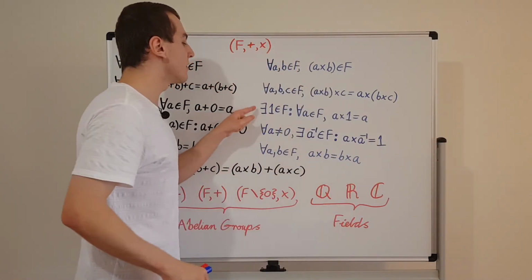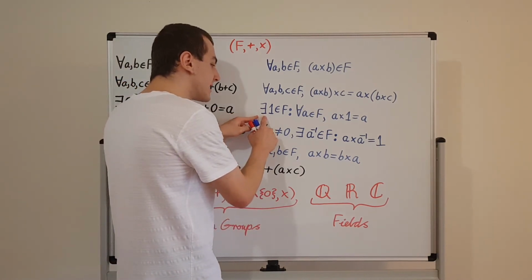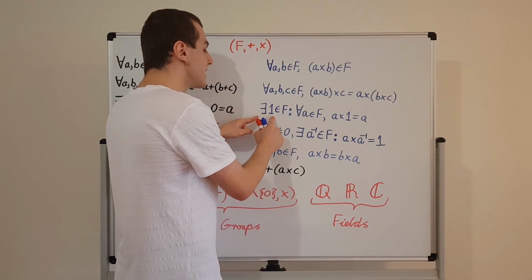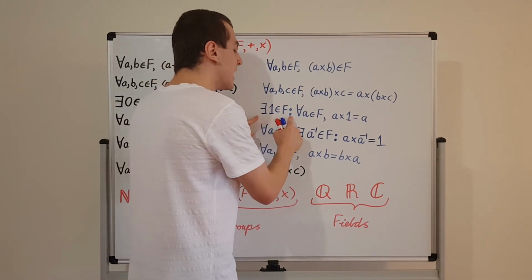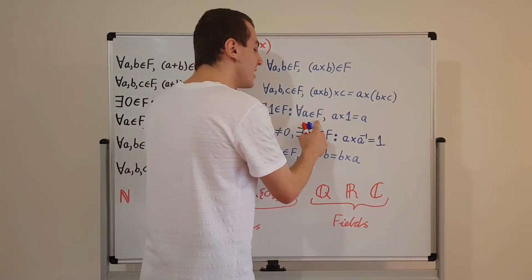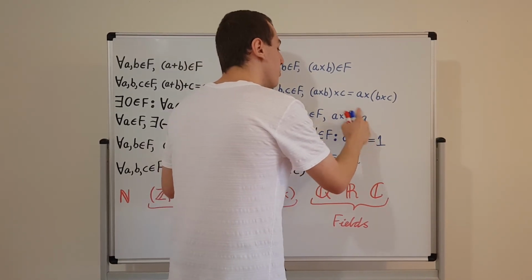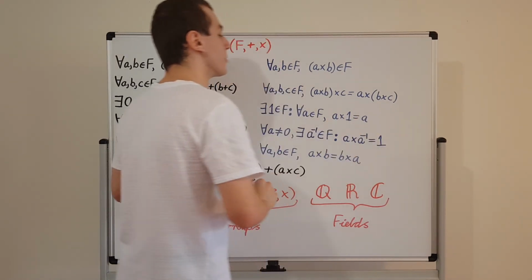Then over here we have the existence of an identity element for multiplication. There exists an element which we are calling the multiplicative identity, and we're denoting that element by 1. There exists 1 in the field such that for all A in the field, A times 1 is equal to A. So multiplying by the multiplicative identity doesn't change the element.